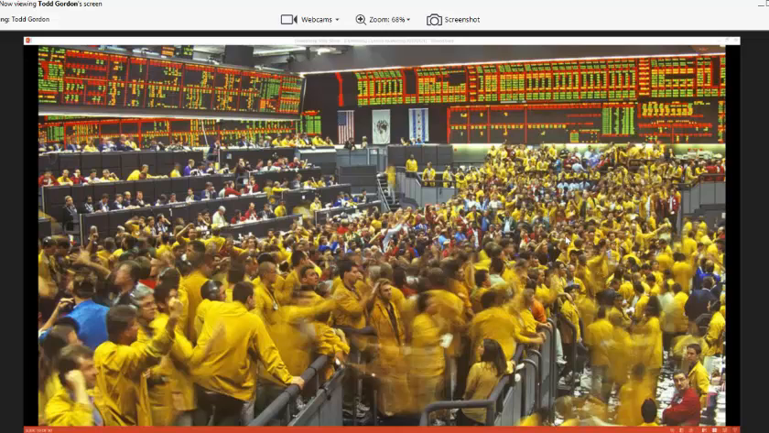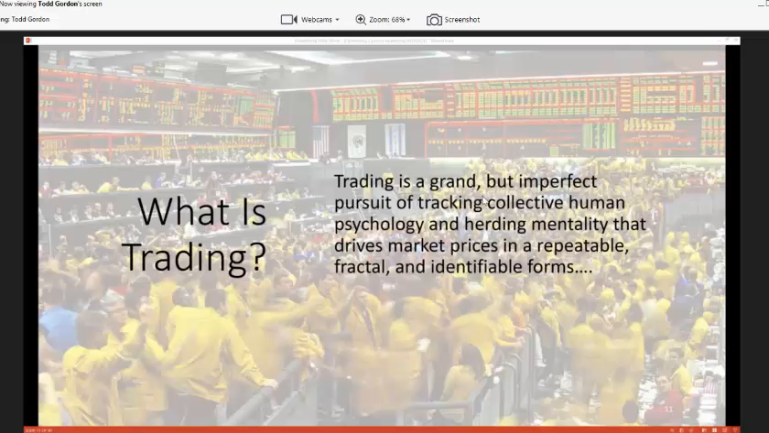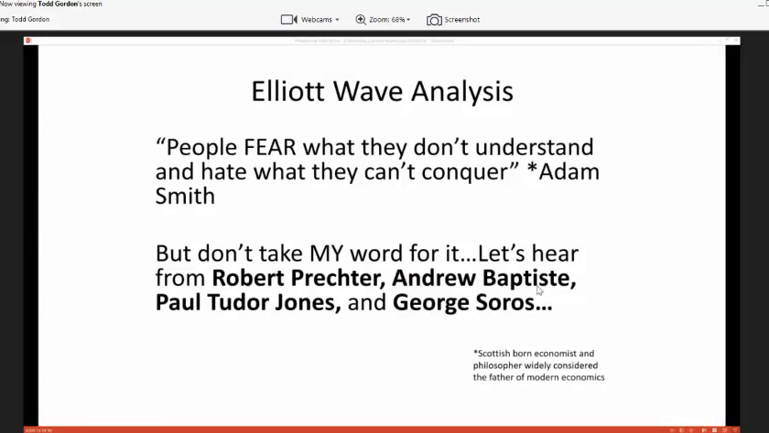Don't make trading more complicated than it really is. This is the essence of trading boiled down. It's a grand but imperfect pursuit of tracking collective human psychology, herd mentality that drives market prices in repeatable, fractal, identifiable forms. All right. Now, Elliott is a wonderful way to simply follow the crowd, see what the crowd mentality is, how it's driving prices.